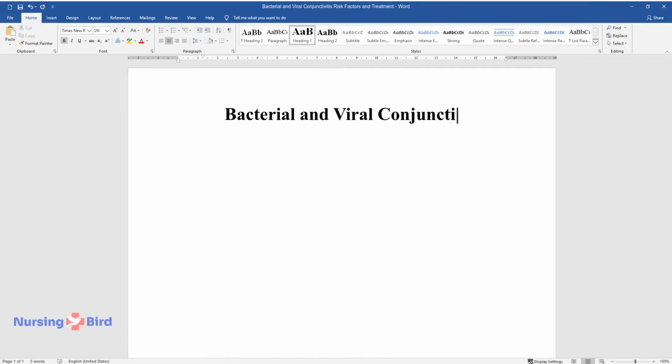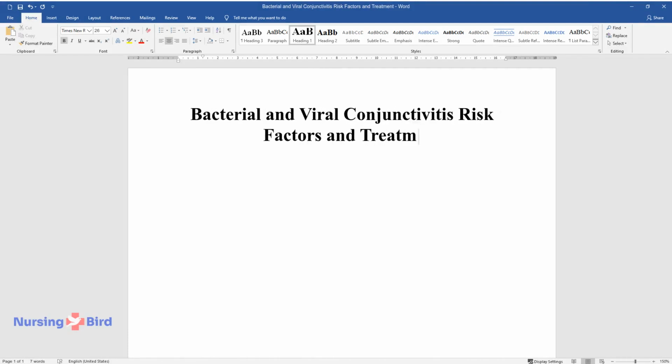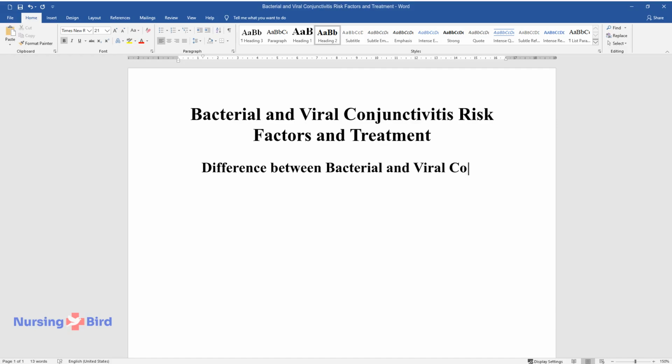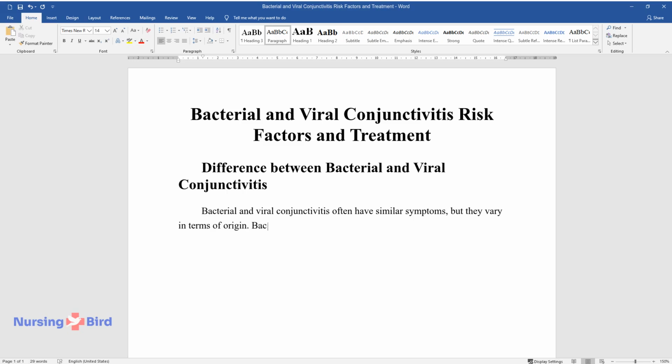Bacterial and viral conjunctivitis risk factors and treatment. Difference between bacterial and viral conjunctivitis. Bacterial and viral conjunctivitis often have similar symptoms, but they vary in terms of origin. Bacterial conjunctivitis is caused by a bacterial infection, whereas viral conjunctivitis is caused by viruses.